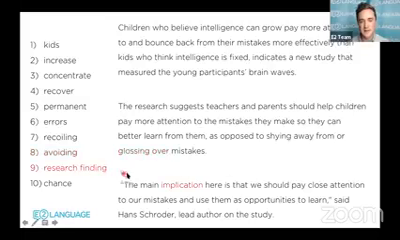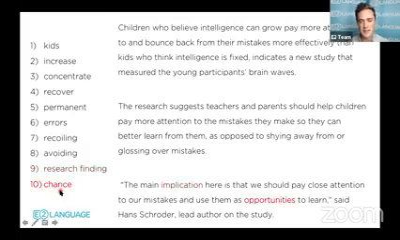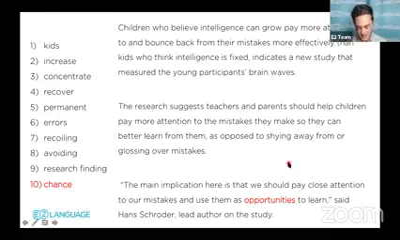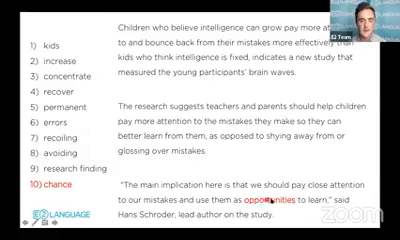A research finding is an implication. The main implication here, the main research finding here, and chance is opportunities or chances. It could be singular or plural. Often we just use chance as a singular noun. And we do say chances, so singular or plural.